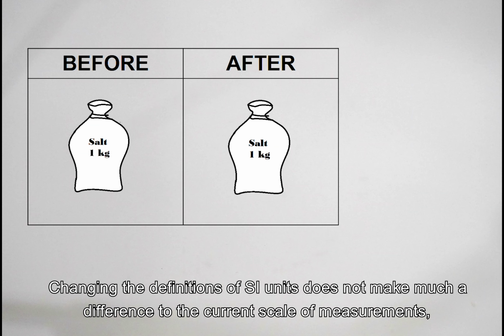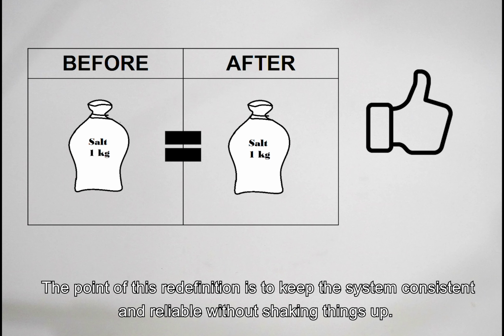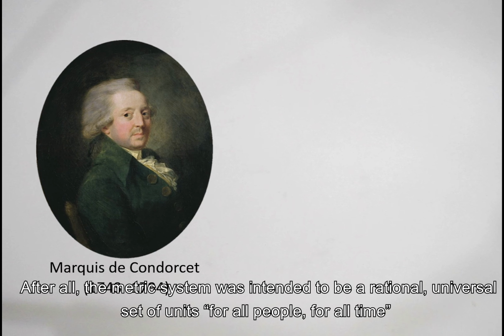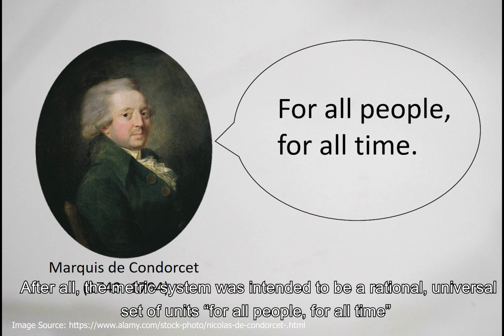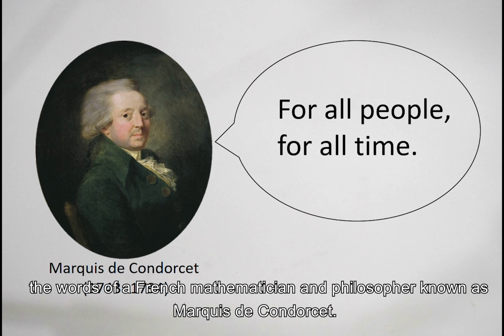Changing the definitions of SI units does not make much of a difference to the current scale of measurements, but this is the intended result of doing so. The point of this redefinition is to keep the system consistent and reliable before shaking things up. After all, the metric system was intended to be a rational, universal set of units for all people for all time. The words of a French mathematician and philosopher known as Marquis de Condorcet.